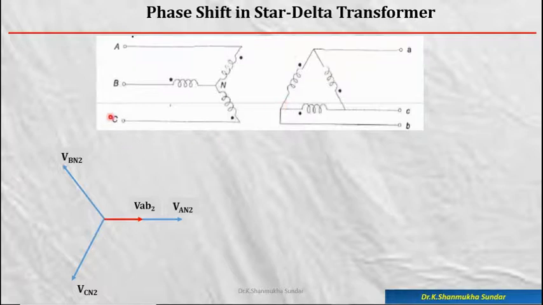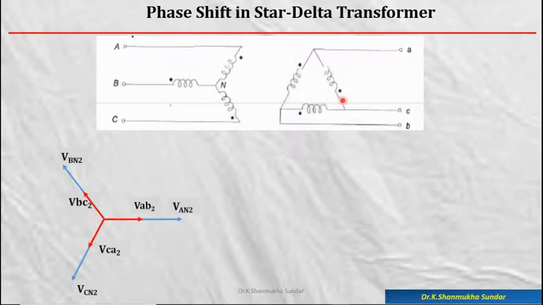Similarly VCN. What is the parallel winding for this one? So this one, that is VCA. So VCA and VCN2 are in phase with each other. Similarly VBN2, that is the negative sequence phase voltage on star side. And what is the corresponding parallel winding here on delta side? This winding. So what is the voltage here? It is BC. So VBC2 will be in phase with VBN2. Is it clear? So we have represented voltages on star and delta side.